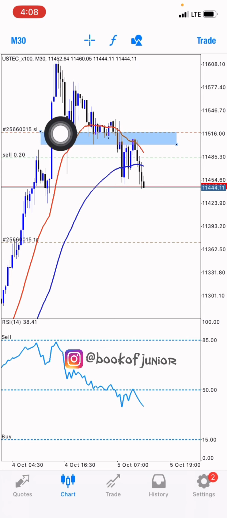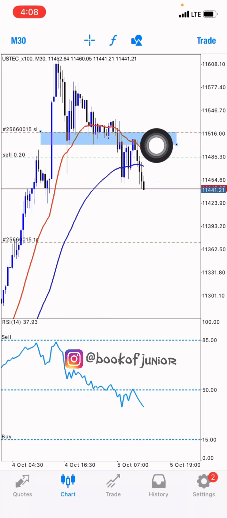So since we have this, you see, this was like a support level. Price was jumping on here for some time. Then when it broke through, it came back now to retest. Its price was having a hard time going through here, meaning this was now a resistance.